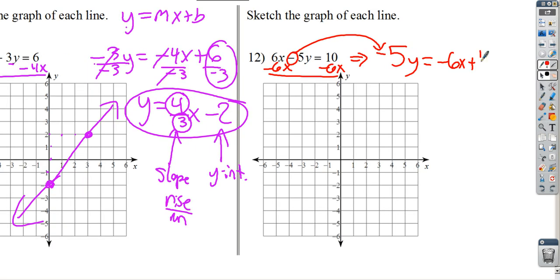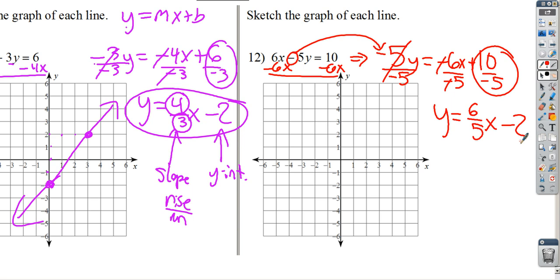Okay, then we need it to be solved for y equals, not negative 5y equals. So we'll divide everything by negative 10. Those will cancel. Negative over negative becomes positive 6 over 5. And then 10 divided by negative 5 is negative 2. That's my y-intercept, so I'll put one right there.